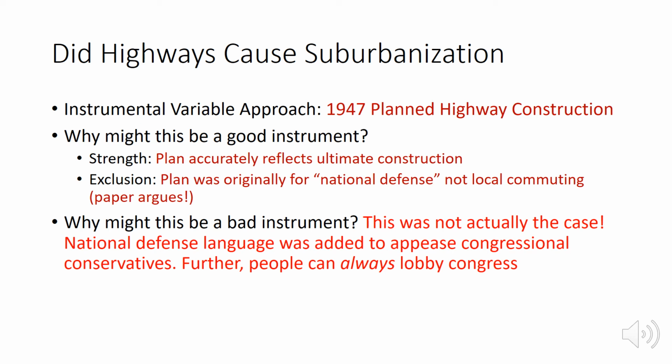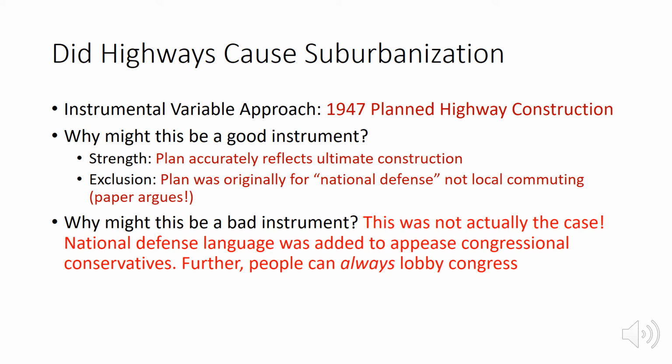An exclusive instrument only influences the outcome variable, in this case suburbanization, through the endogenous variable, in this case highways. But the plan influences suburbanization in lots of other ways, by lobbying Congress, by putting up support for the places that have planned construction. This instrument, though highly cited in the scientific literature, might not be as exclusive as it claims to be.